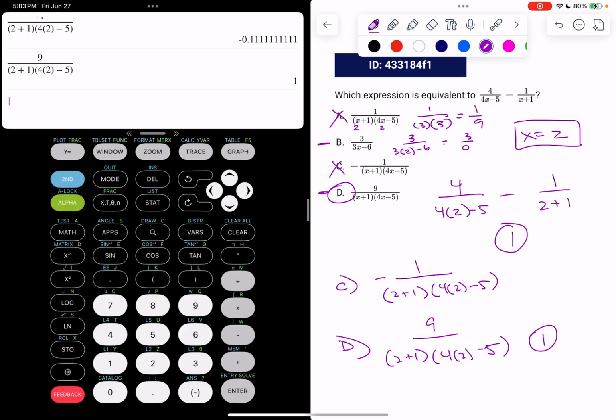Otherwise, I might pick new numbers and try again. In this case, D is correct because, again, if it was equivalent, we might have gotten something undefined for our original equation too. So D's our guy because it gave us the one that we were looking for originally.